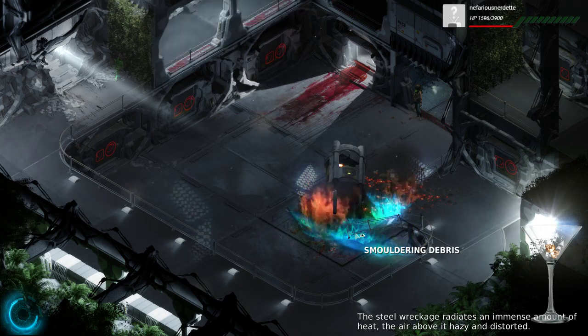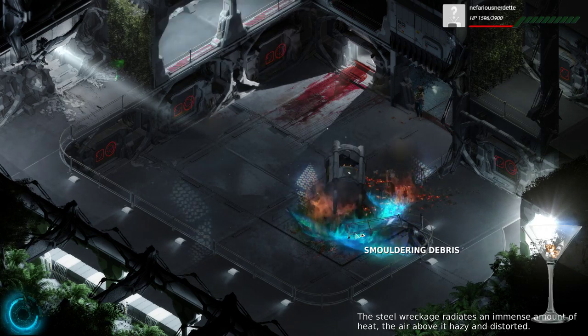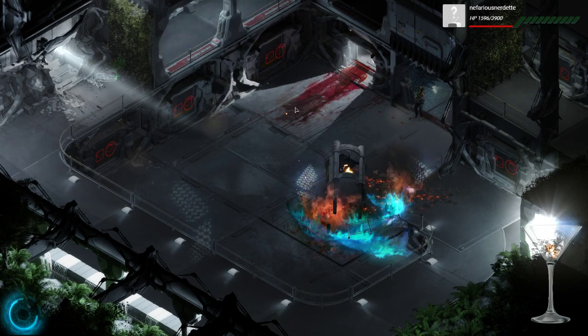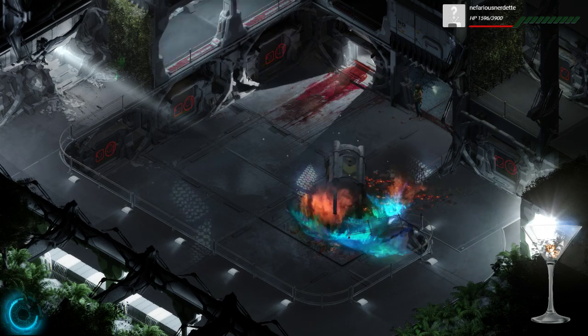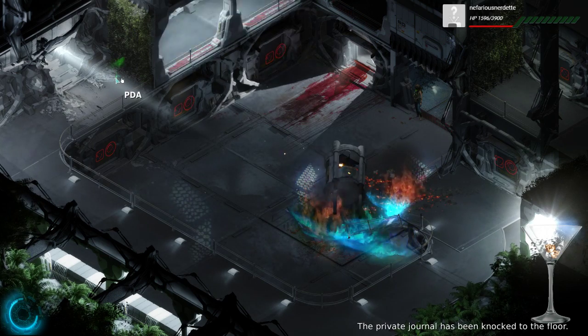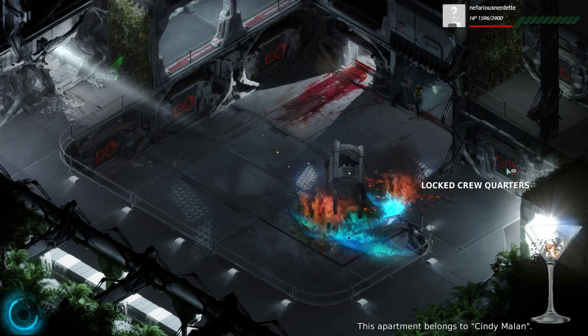Smoldering debris. The steel wreckage radiates an immense amount of heat. The air above it hazy and distorted. That's a lot of blood. Doorway. Blood streaks the threshold like a red carpet. Mm-hmm. Oh, we got a PDA up there. Can I get up there? No. I'm gonna have to put out the fire.